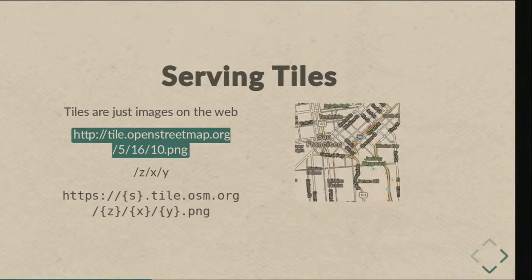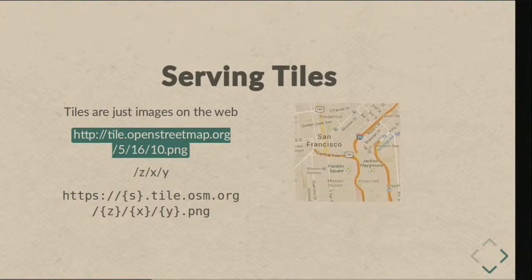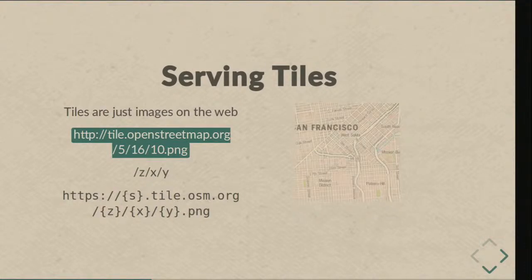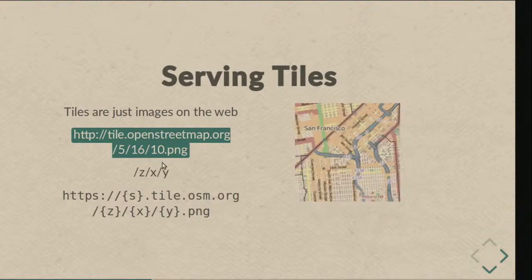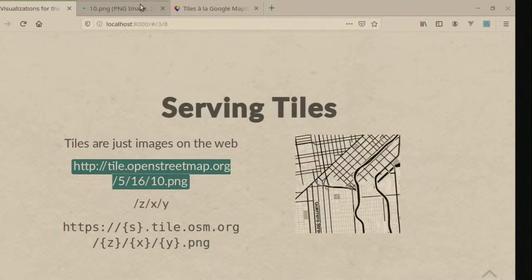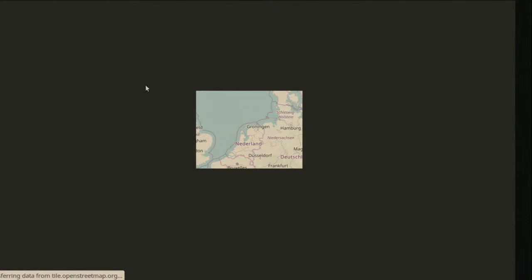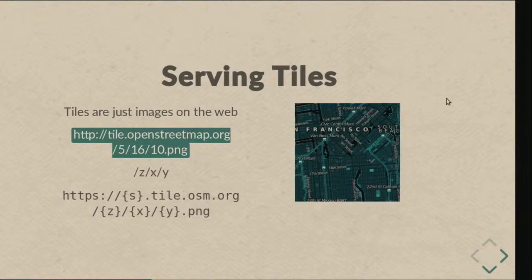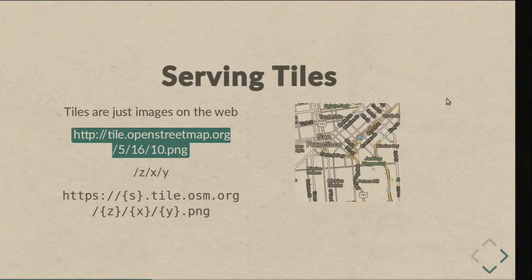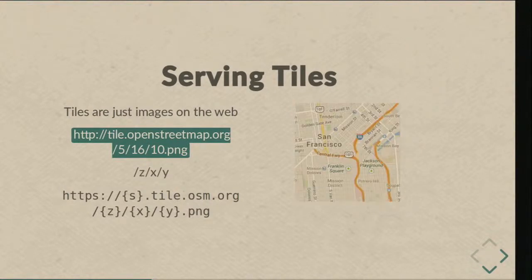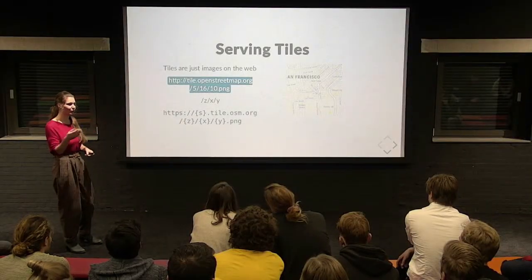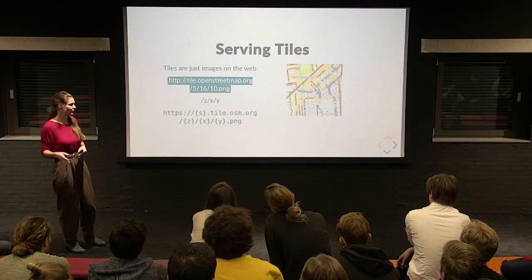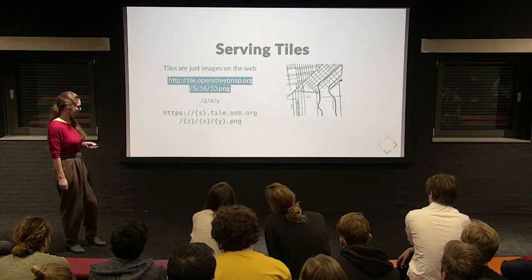So these tiles are actually just images on the web. I have a URL of a tile here, and if I open that, it's really simple. You just get one PNG image of the map. And if you look at a map, you only request the tiles that you're looking at, and then if you pan through the map, it will request the next tiles and show them on the map.